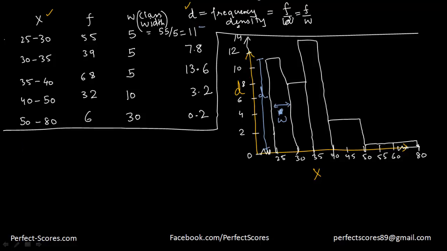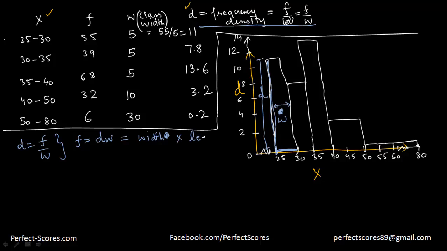And you already know from this expression that D is equal to F over W, and F is equal to D times W, right? So F is equal to D times W, which is the width of this rectangle into the length of this rectangle. That means your frequency is given as the area of each bar. So the area of the bar represents the frequency of that class.